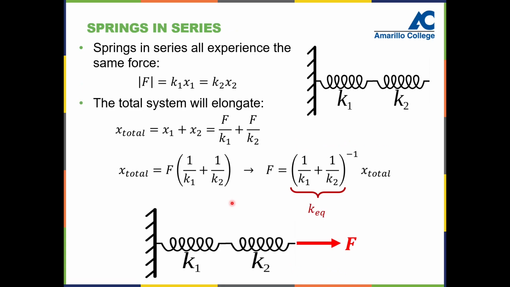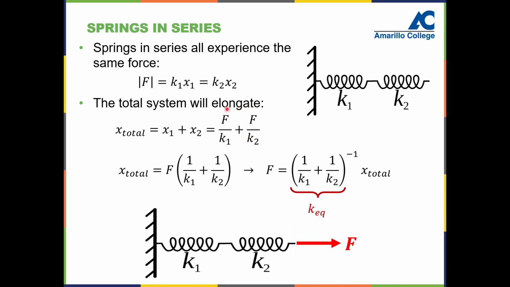Let's think about how springs in series behave. If I have two springs in series like shown, and I apply a force to those springs, that force is continuous all the way through both of those springs. That means spring 1 carries a force F and spring 2 carries a force F, so they both carry the same force. If I wanted to figure out the total elongation of the system, it is how much spring 1 elongates plus how much spring 2 elongates, which we can figure out from Hooke's law is F over K1 plus F over K2.